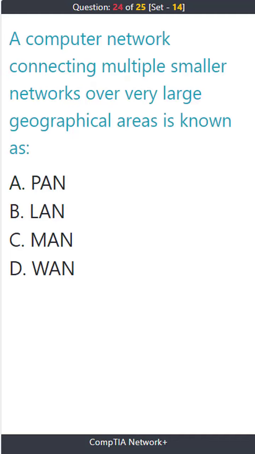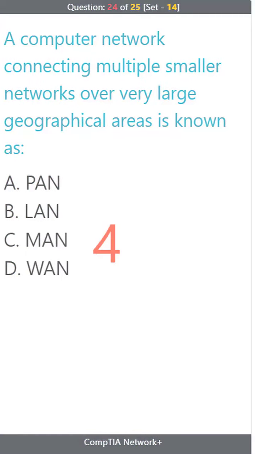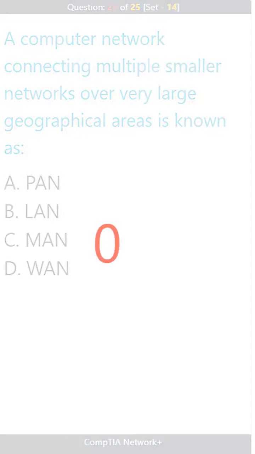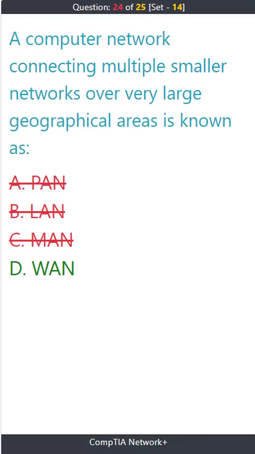Question 24. A computer network connecting multiple smaller networks over very large geographical areas is known as A. PAN, B. LAN, C. MAN, D. WAN. The correct answer is D, WAN.